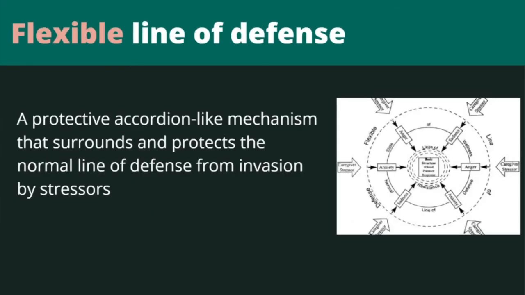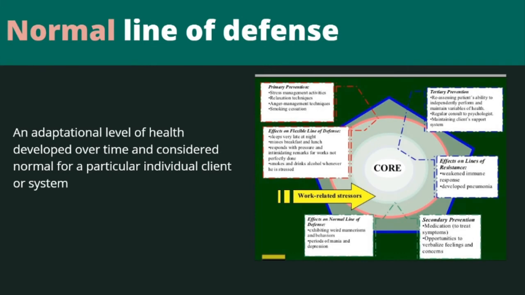So now let us proceed to the flexible line of defense. This is a protective accordion-like mechanism that surrounds and protects the normal line of defense from invasion by stressors. As you can see, the flexible line of defense in the picture is the broken line, and the effects of this are, we can see, that we drink alcohol when we are depressed, and also it shows that if we sleep very late at night, it is the effect of the flexible line of defense.